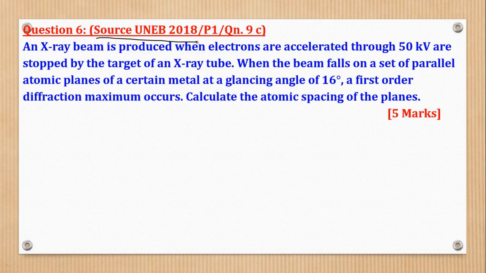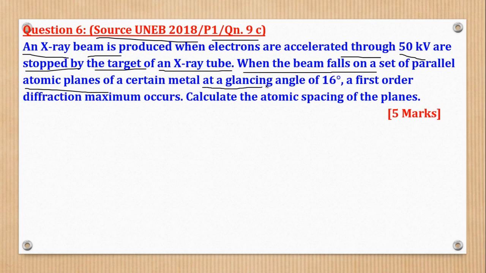Then question 6 came from UNEB 2018, paper 1, question 9C, and it says an X-ray beam is produced when electrons are accelerated through 50 kilovolts. Electrons accelerated through 50 kilovolts are stopped by the target of an X-ray tube. When the beam falls on a set of parallel atomic planes of a certain metal at a glancing angle of 16 degrees, a first order diffraction maximum occurs. Calculate the atomic spacing of the planes.